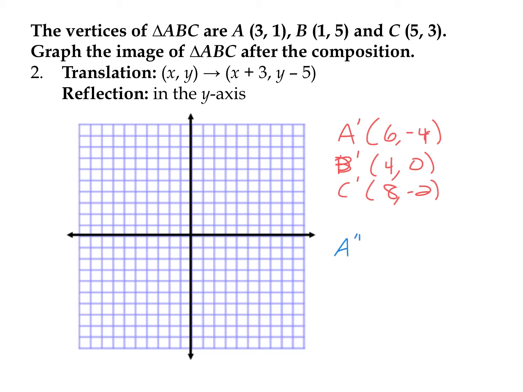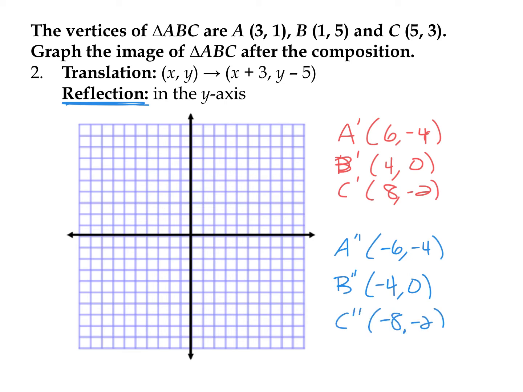Now A double prime. Okay, so now we're going to do the reflection. So the double prime here, the reflection across the y-axis. So when we reflect across the y-axis, the x values will change signs. So we're going to have negative 4, comma 0, and C double prime would be at negative 8, negative 2.